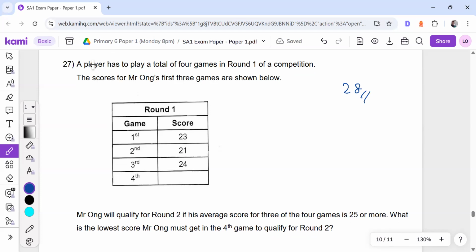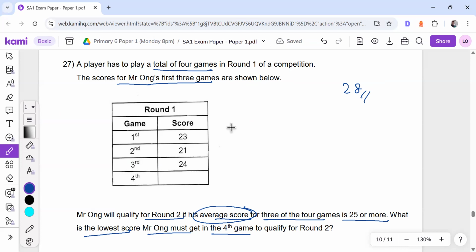Now, a player has to play a total of 4 games. The scores for Mr. Ong's first 3 games are shown below. Mr. Ong will qualify for round 2 if the average score for 3 of the 4 games is 25 or more. What is the lowest score Mr. Ong must get in the 4th game to qualify? If you don't know how to do it, at least you can do something simple. There is an average, right? The average for 3 of the games is 25.